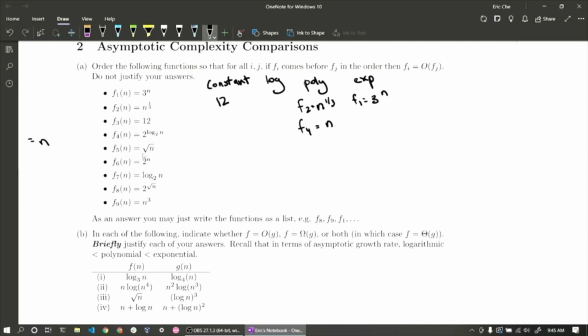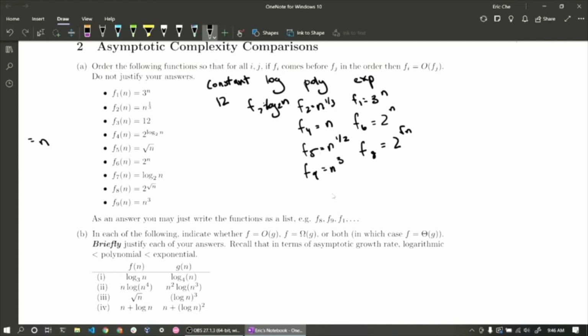F of 5 is square root of n, which is still a polynomial time function. I do want to simplify and put it in a notation that will be easier for us to compare these functions later on. Exponential. F of 7 is logarithmic. And then f of 8 is a bit hard. However, we're still having n to the power of some value, so it's growing at a polynomial rate. And then f of 9 is n to the power of 3.